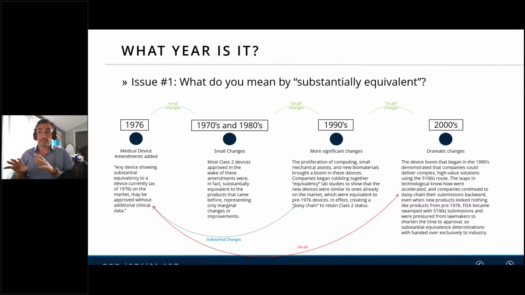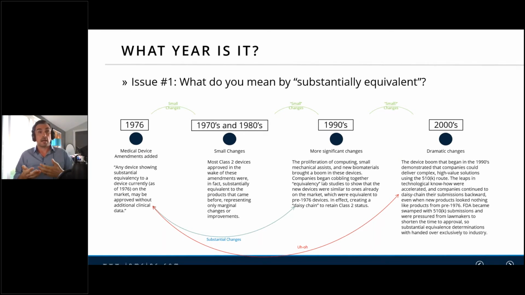So I'm not going to go through this entire slide. You can read this on your own. But remember, we go back to 1976 with the medical device amendments, right? So any device showing substantial equivalency to a device currently, as of 1976, on the market may be approved without additional clinical data, okay? So in the 70s and 80s, that really held fast, right?